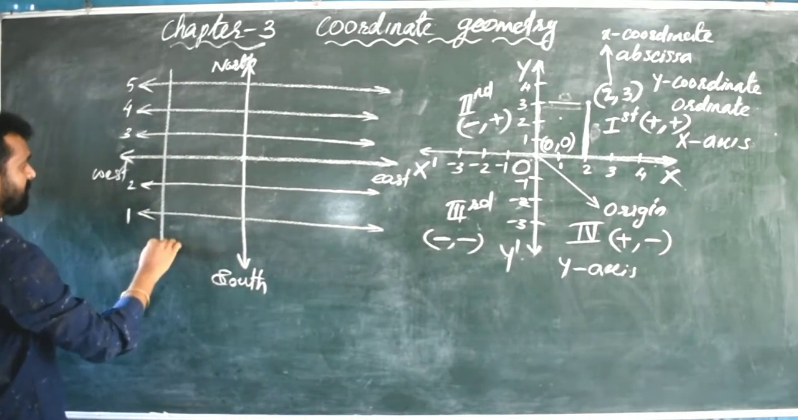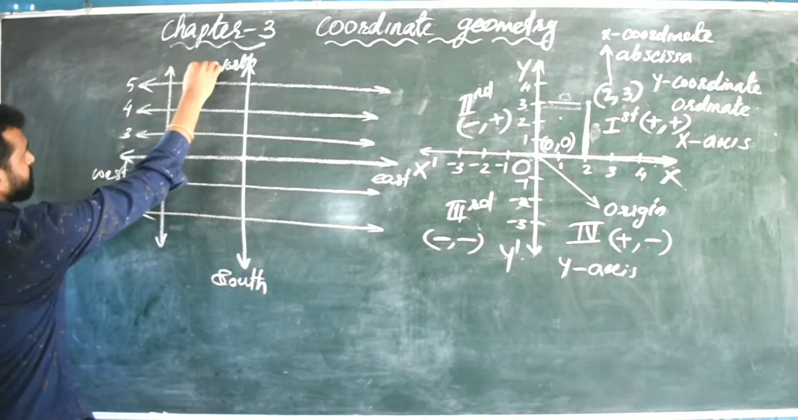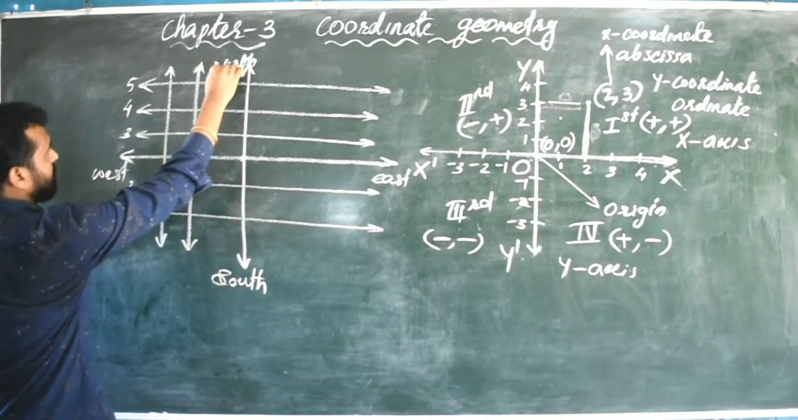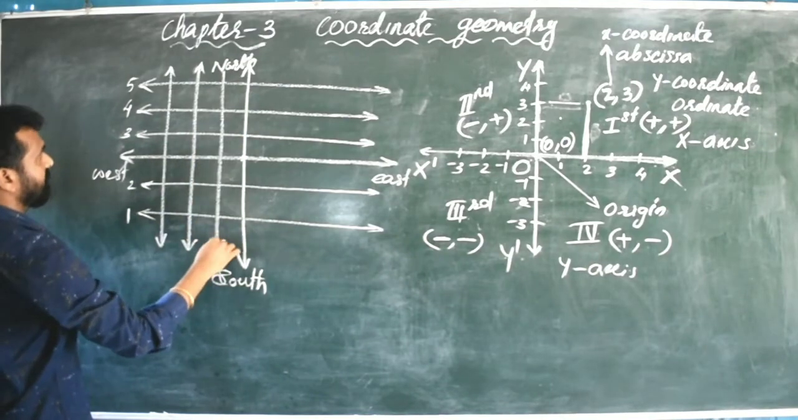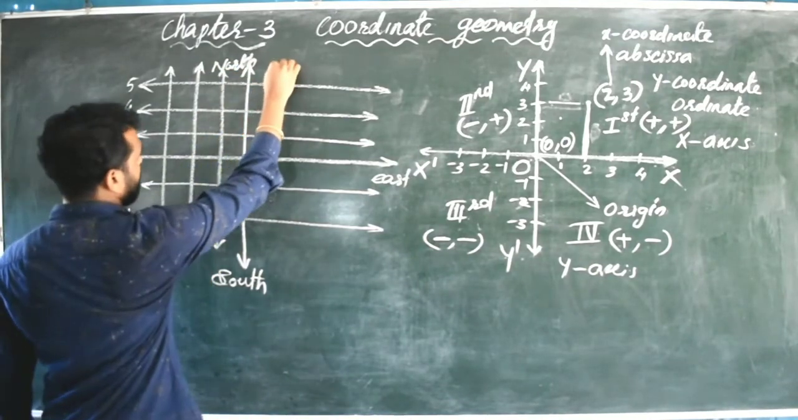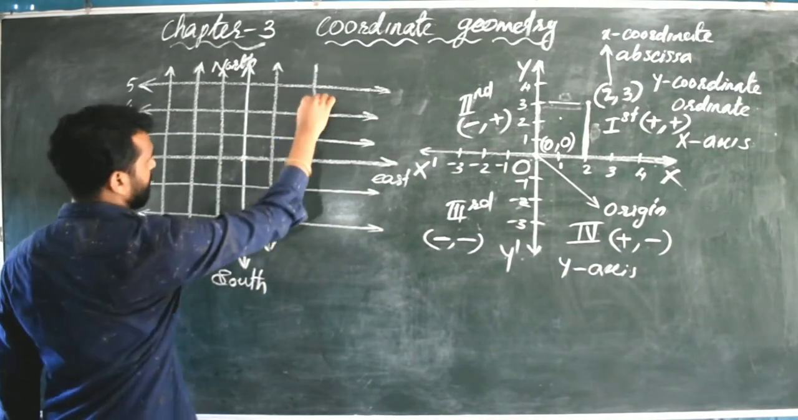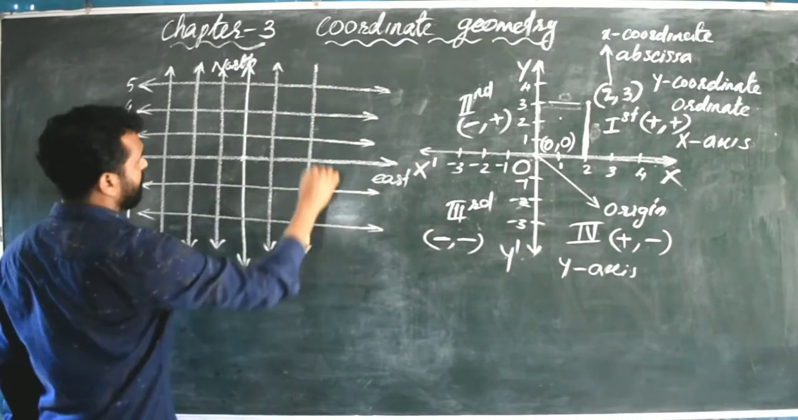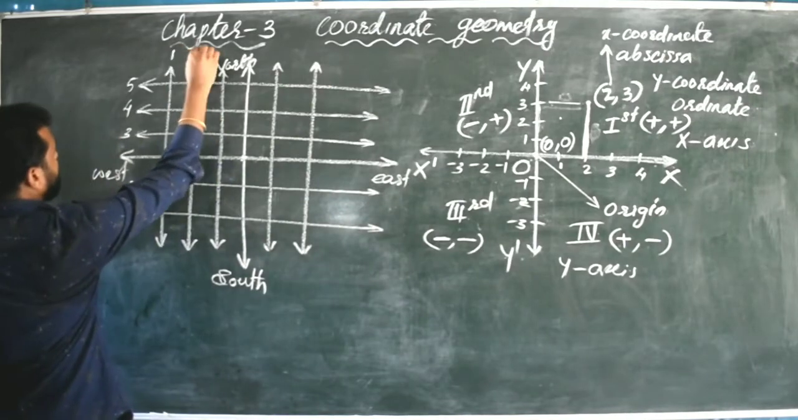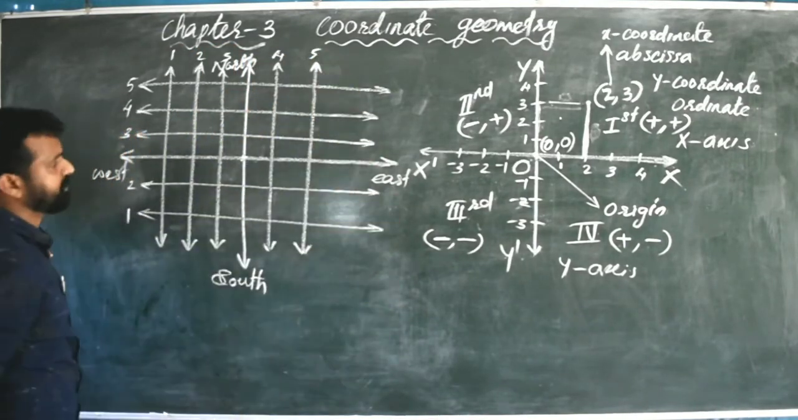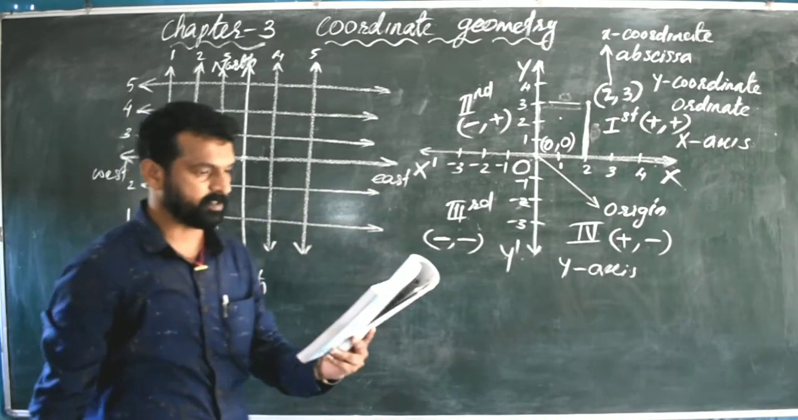1, 2, 3, 4 and 5. 5 streets are there. Now, see the question.